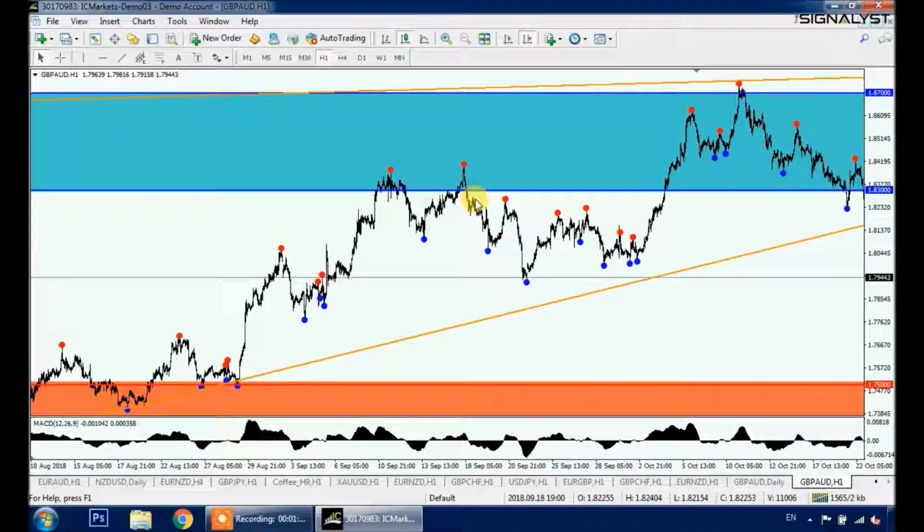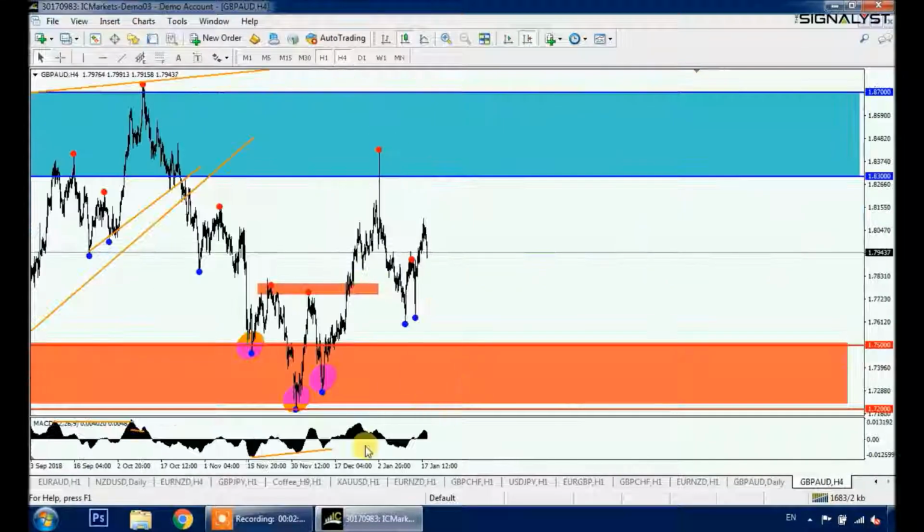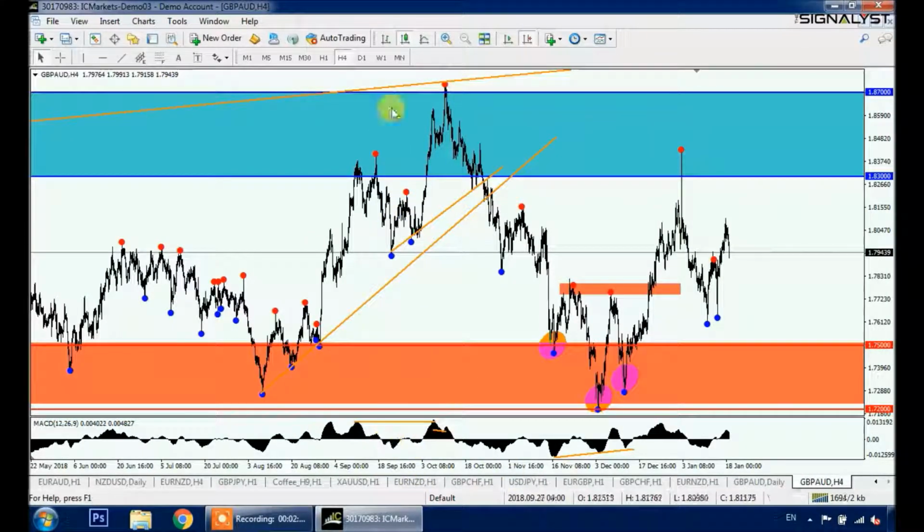So on H1 we do have a divergence as well here. Price is making higher highs while MACD is making lower highs. We have an objective trend line here, and we also have a head and shoulders. Head, left shoulder, right shoulder. So one confluence, second confluence is our trend line, third confluence is our blue rejection zone. We have divergence on H1 and divergence on H4 as well.